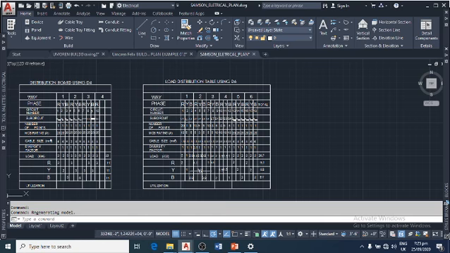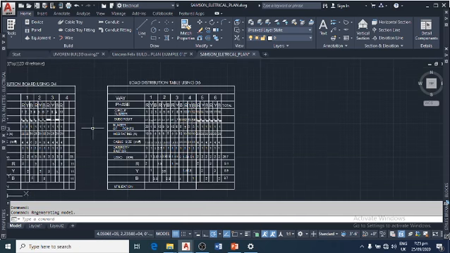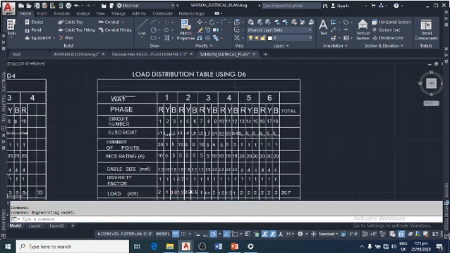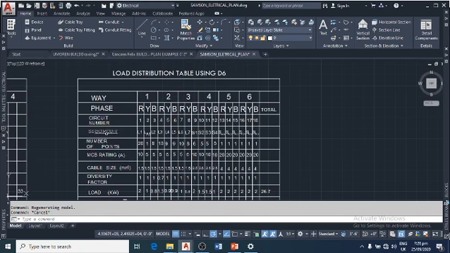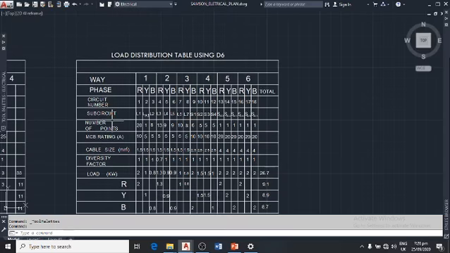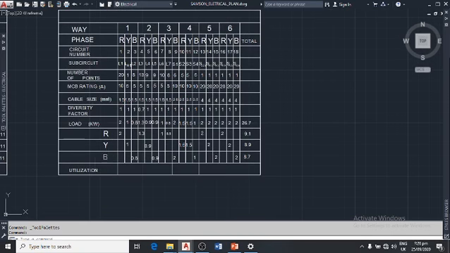Now what we're looking at is how to put up a load distribution and how to calculate for the load and everything. Now to put up a load distribution, we have already done the subcircuits, we have already done everything you need. Now we construct the table first. This table will have just like a replica of this to have everything here. Now this table will contain the way, phase, circuit number, subcircuit, number of points, MCB rating, cable size in millimeter square, diversity factor, the load in kilowatts. Then it's going to have the phases here.